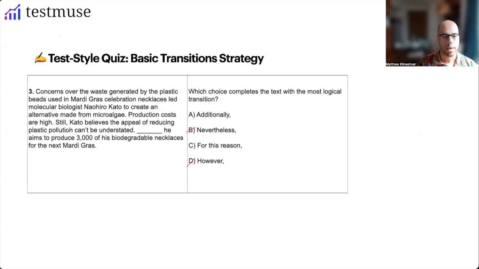Really, though, I'm thinking he believes this appeal can't be understated. In other words, he believes it's important to reduce plastic pollution. So we already had a contrast. Even though production costs are high, he believes it's important to reduce plastic pollution. Because he believes that, he aims to produce 3,000. In other words, we need cause and effect here. For this reason, C. It's not just an additional point, it's actually an effect of the previous point.